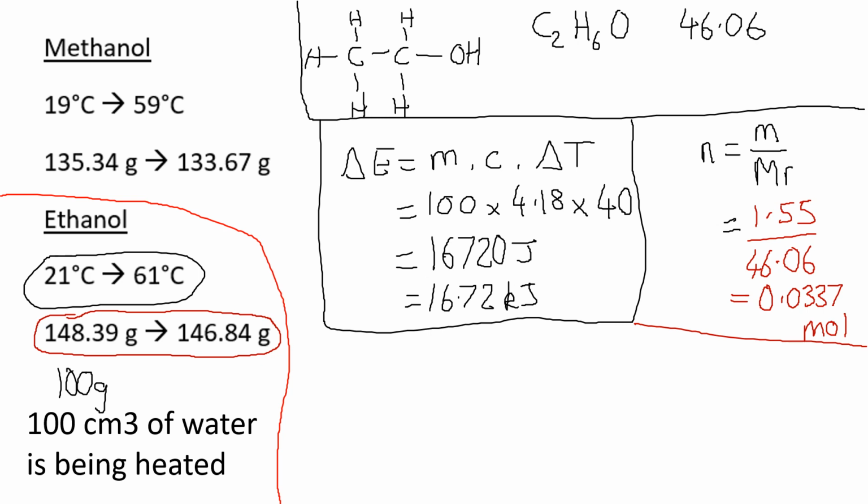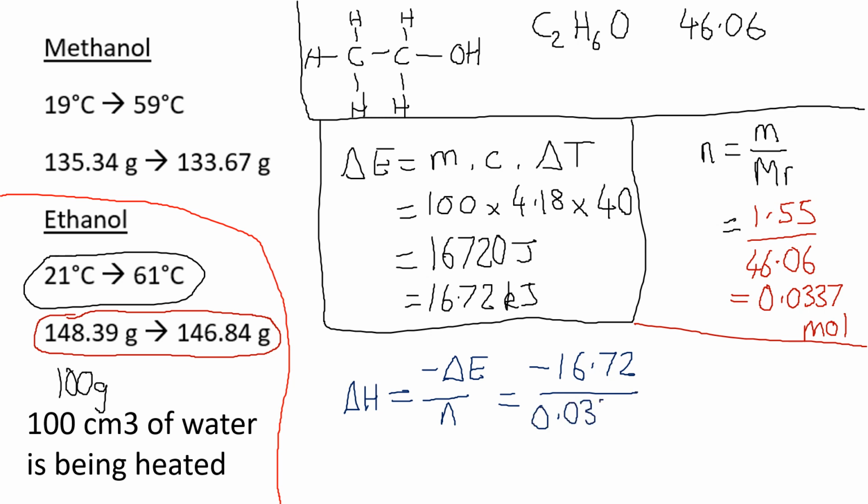And then in our final calculation, we know that delta H equals minus delta E over n. So that's minus 16.72 divided by 0.0337. And that comes out as minus 496 kilojoules per mole. And you can see that's more exothermic. So when you go from methanol to ethanol, it releases more energy per mole of the fuel. And if we were to carry on to propanol, it would release even more energy again.